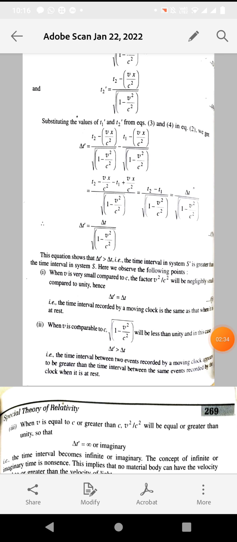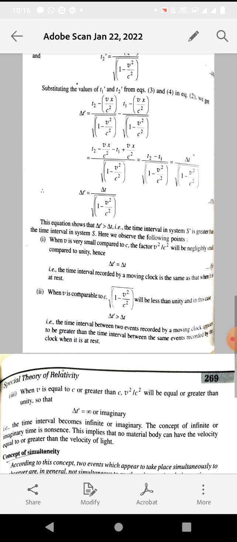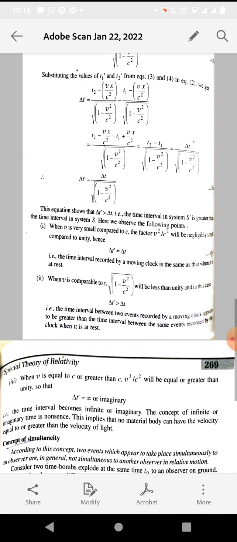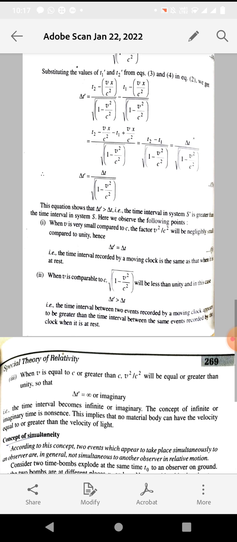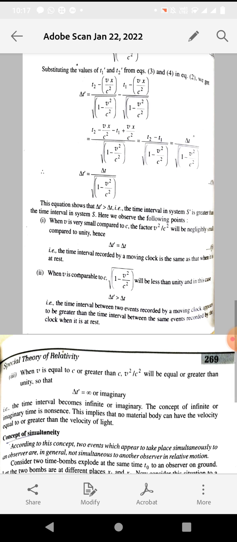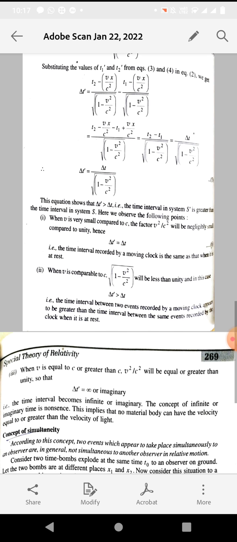Here we observe this application when we consider two frames, S and S dash. One frame is at rest, and another one is moving with some velocity with respect to S. That velocity is comparable to the velocity of light. This type of phenomenon occurs: length contraction and time dilation.